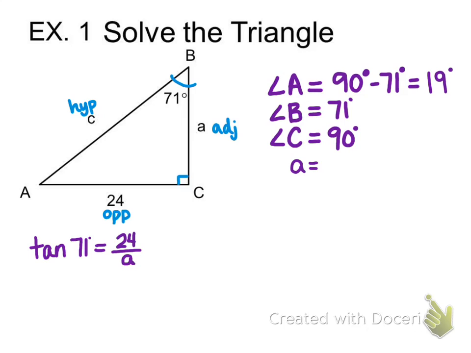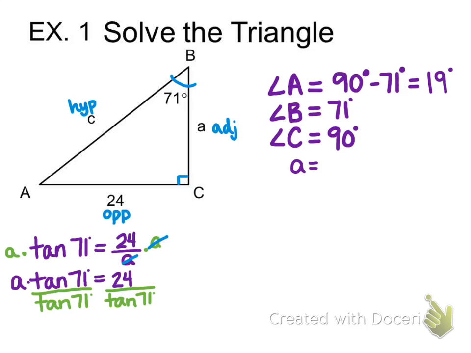I need to get A by itself. Since A is being divided, the opposite is to multiply by A on both sides. That cancels the A's on the right, and I'll have A times tangent 71 equals 24. I still need A by itself, so since it's being multiplied times tangent 71, I'm going to divide by tangent 71 on both sides. The tangent 71s on the left cancel, so A is going to equal 24 divided by tangent 71.